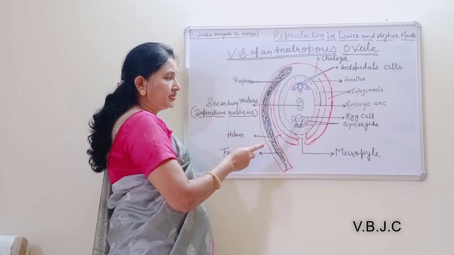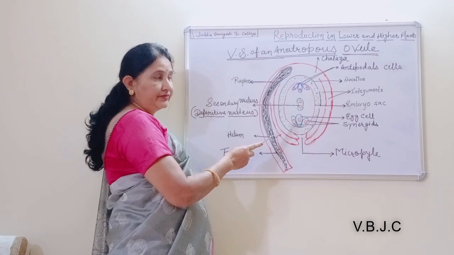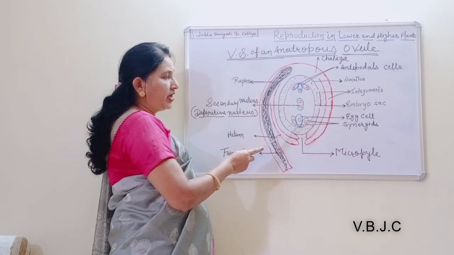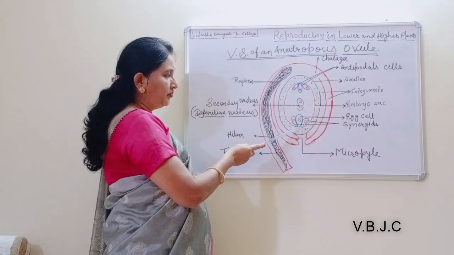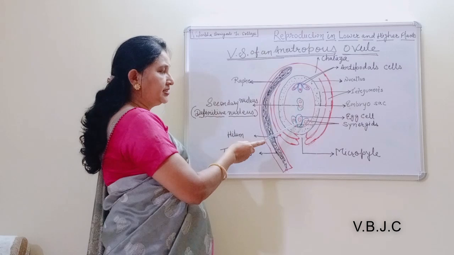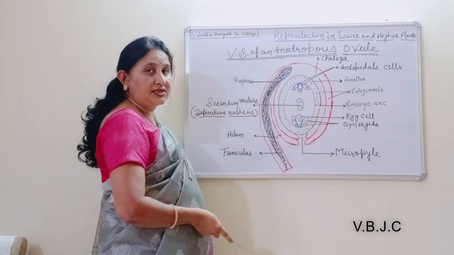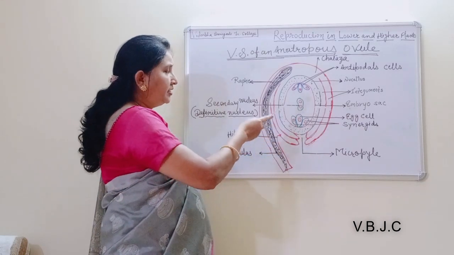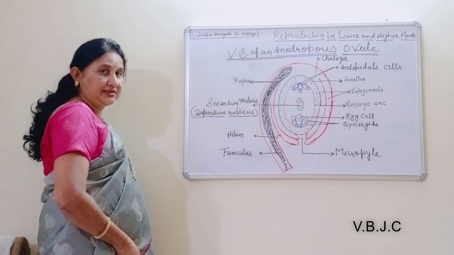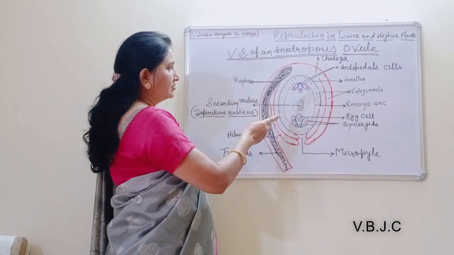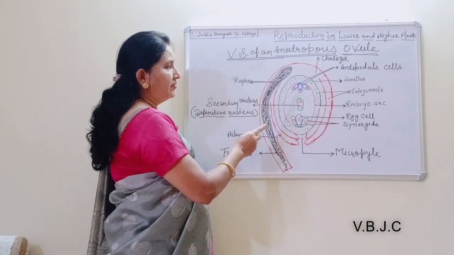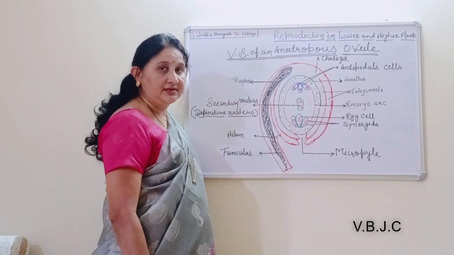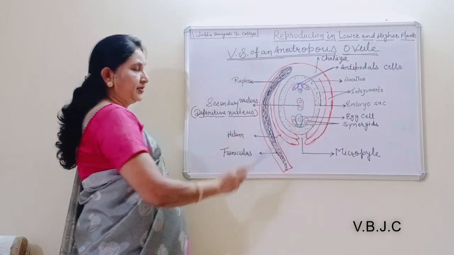Then the two synergids, which are disorganized after fertilization. They also help the movement of the pollen tube. The pollen tube bursts and enters the embryo sac with the help of the synergids. Then the antipodals, present at the chalazal end of the ovule. These three cells, also known as accessory cells, disintegrate after fertilization.